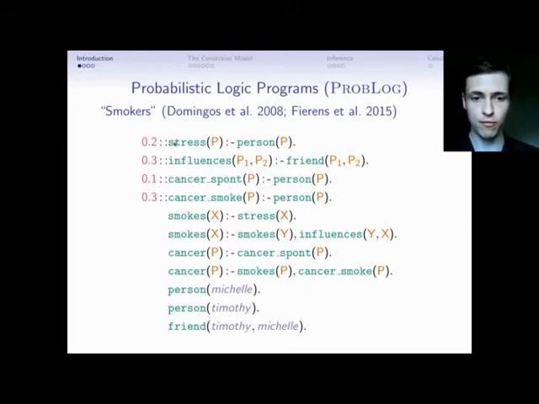You can see how the structure of a program is basically the same as in a typical logic program, but we also have probabilities attached to clauses. And whenever we query a ground atom or a ground formula, instead of a true or false answer, we get a probability in return.